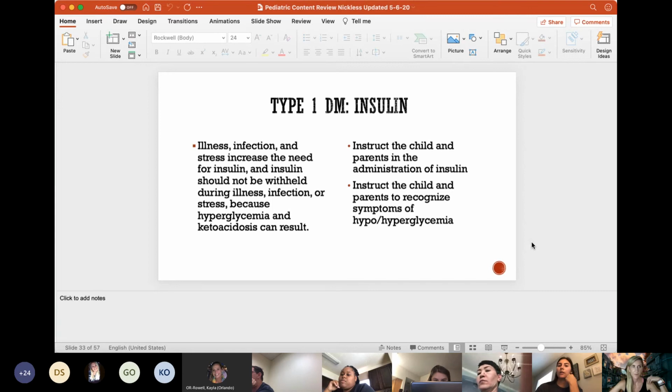Isn't hypo like the cold and clammy and like diaphoresis? They may go unconscious if they get too low. They're going to have that weak, thready pulse. With the hyper, what are we going to see?